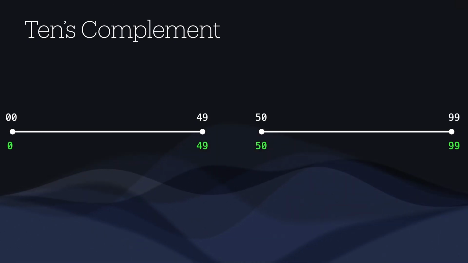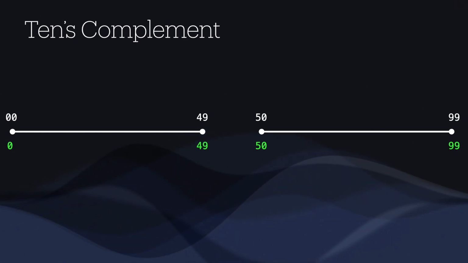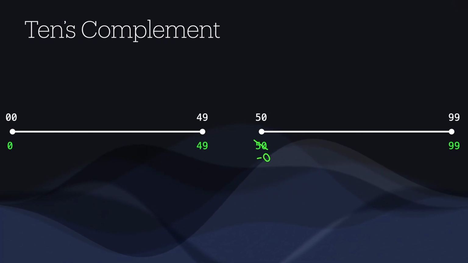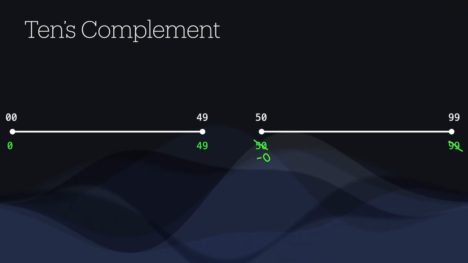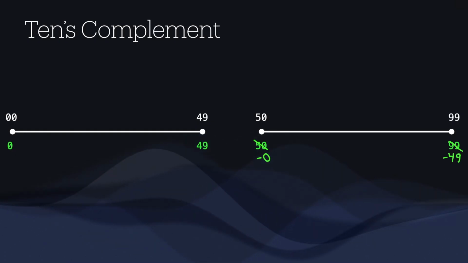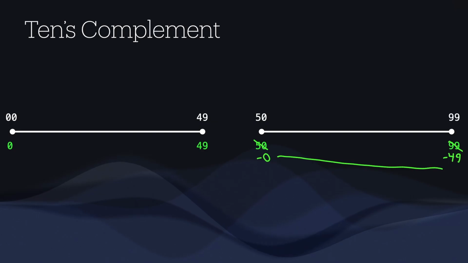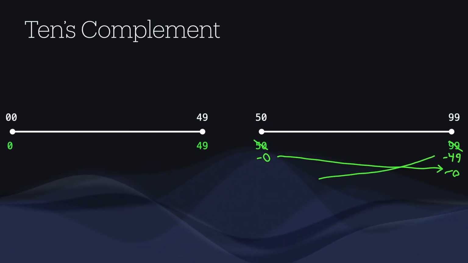Let's derive this number system using the same process we'd used before. So at the beginning, we said that this midpoint here, 50, is going to represent negative 0, and that 99 is going to represent negative 49. The next thing we did was we swapped the two sides. So negative 0 moves to the right side here, and negative 49 moves to the left side here.